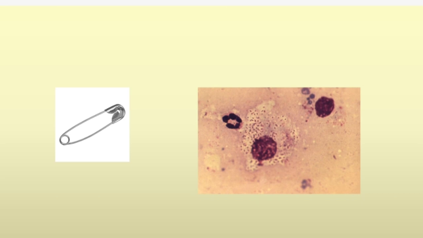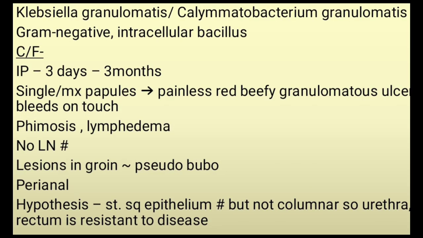And the tissue was taken and crushed between 2 slides and stained with gram stain, which revealed multiple intracellular bipolar organisms resembling a safety pin or telephone handle appearance. So the diagnosis was donovanosis. Synonyms of donovanosis are as follows. The cause is Klebsiella granulomatis, also known as Calymmatobacterium granulomatis. It's a gram-negative intracellular bacillus.